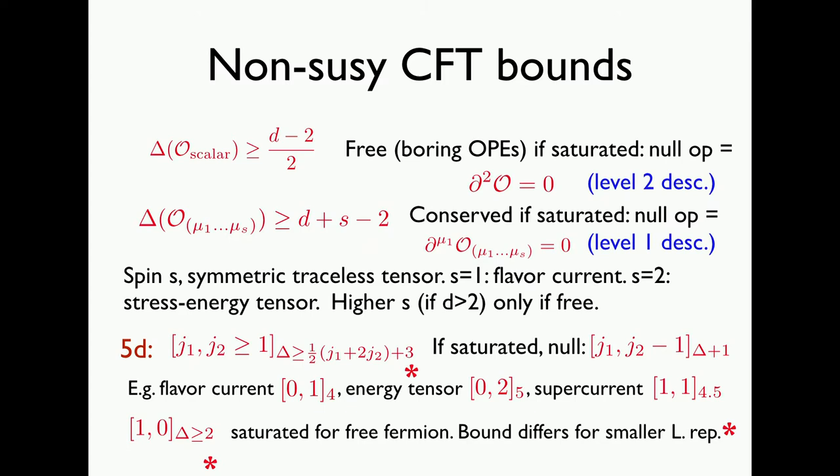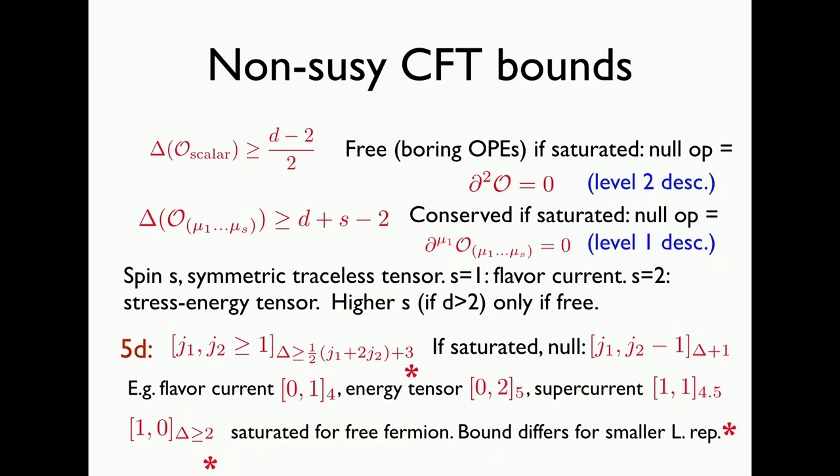I put a little star by that 3 just to remind myself that this is if J2 is bigger than or equal to 1. If J2 is 0, instead of 3, it's 2. And so there are various things like this where for small quantum numbers, some of these bounds are slightly different. But anyway, if we look at where this is saturated, for instance, this is saturated if this operator, which is a level 1 descendant, has 0 norm.